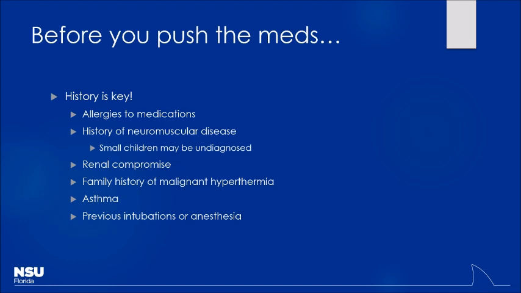Look at things like renal compromise. We'll talk about why that is a little bit later on. Any kind of family history of malignant hyperthermia. Now, we talked about this previously. What causes malignant hyperthermia? Succinylcholine, which we'll talk about today, and what else? Inhaled anesthetic. Now, do we use a lot of inhaled anesthetics in the ER? Not typically. It's more in the surgical realm.